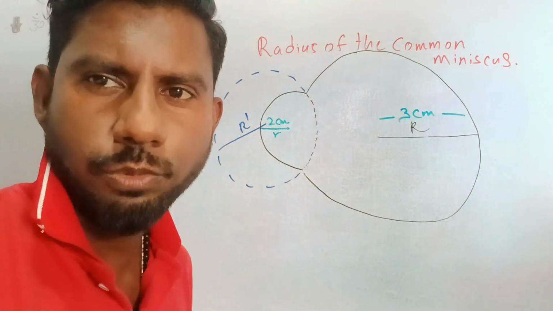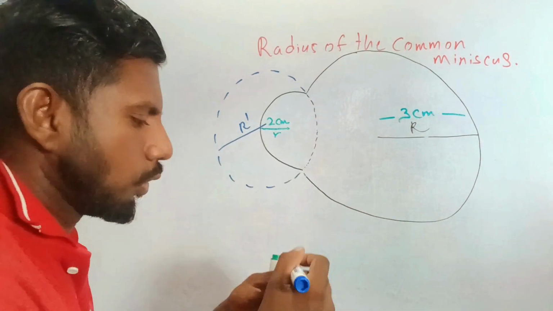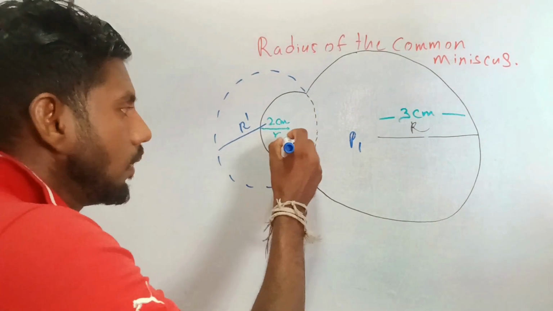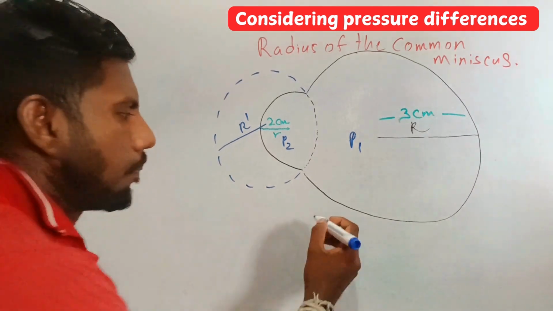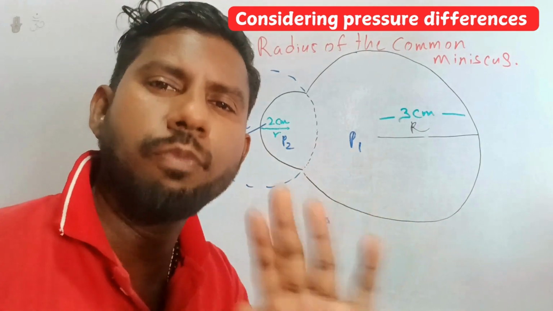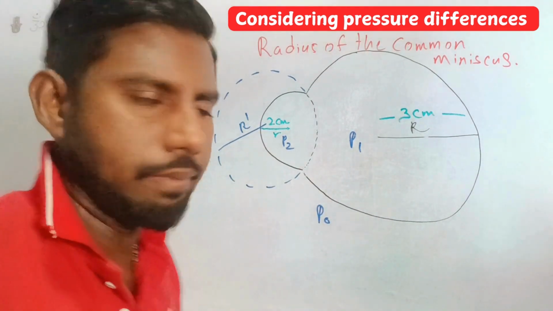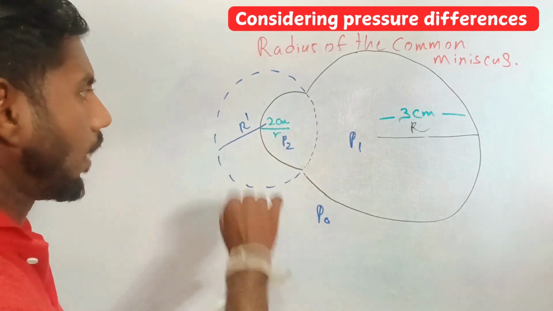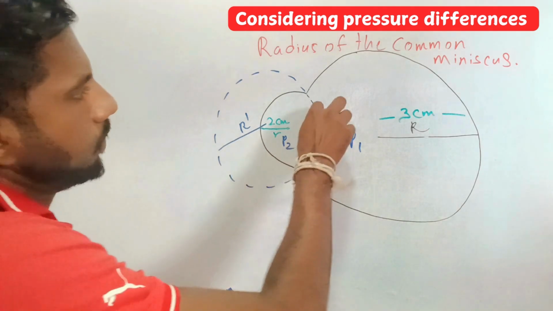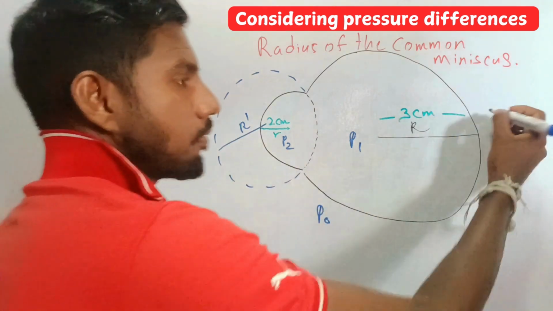To find this, you should know a couple of things. Let's assume the pressure inside the larger bubble is P1, the pressure inside the smaller bubble is P2, and the pressure outside is P0. I'm doing this with the very basic theory. If you know the short method, that's great. I need to find the pressure difference across here, P2 minus P1.